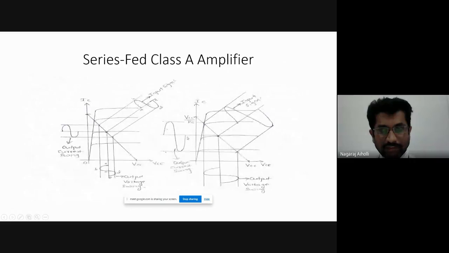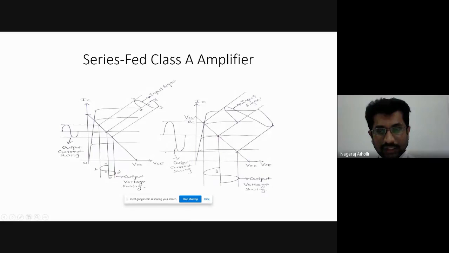This is our collector current waveform that we discussed yesterday. Now the maximum is this, IC max, the maximum positive peak, and the negative peak is IC minimum. Therefore, IC maximum minus IC minimum gives the peak to peak value for the collector current. The maximum value minus the minimum value gives the peak to peak value of the collector current.